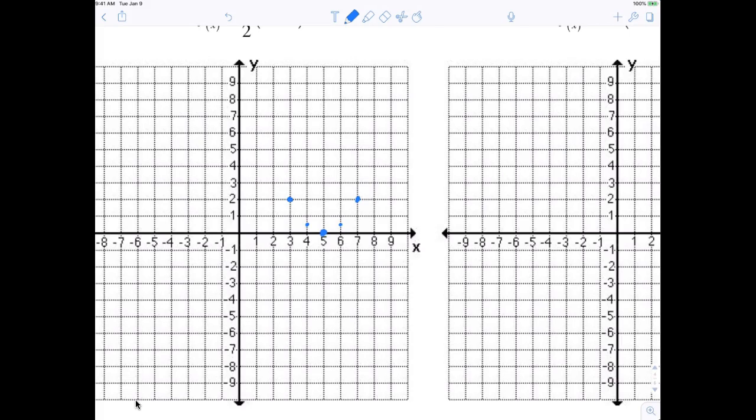Just to make sure, if I go over 3, I would normally go up 9, but now I'm going up 4.5. And now you get the outline of the curve.